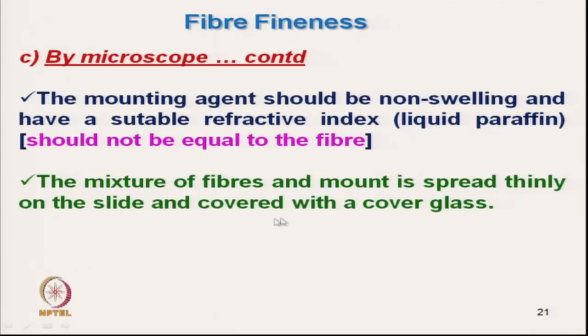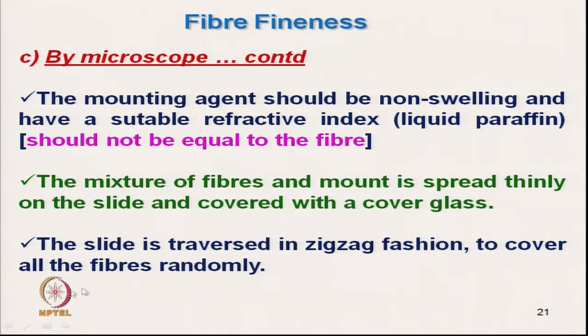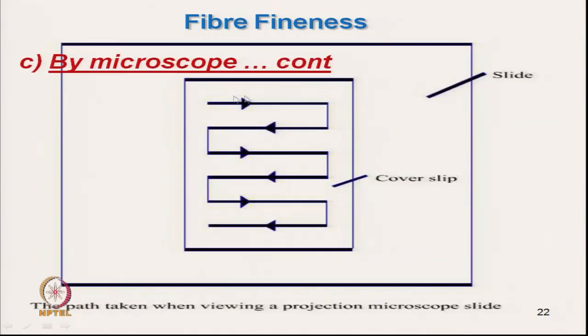The mixture of fiber and mounting agent is spread thinly. There should be proper mixing, and it should be thinly spread on the slide, covered with the covering glass. So, it should be uniformly distributed, not clustered. The slide is then traversed in zigzag fashion, so that we can take the fiber diameter from different positions, different portions, and cover the maximum number of fibers. It should be in zigzag fashion to cover all fibers randomly. This way the slides will be moved, so that we take readings from different portions, and the majority of the fibers are covered.